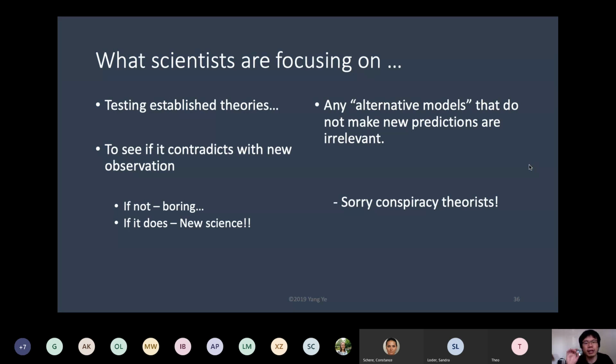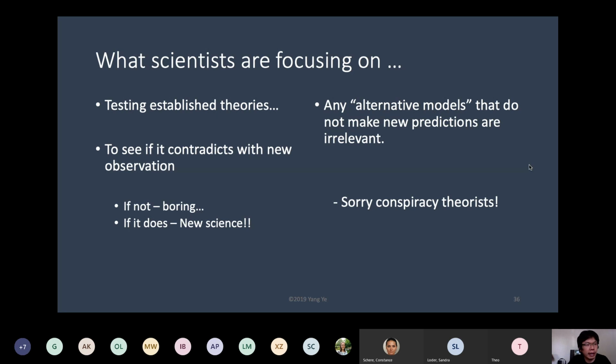The other thing is that if you have some kind of alternative model, right? Let's say somebody came up with a new theory about gravity, but this model does not make any new predictions. If you cannot make any new predictions, then nobody will pay attention to your model.